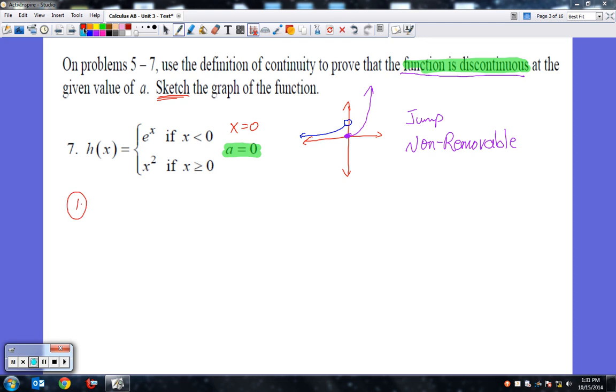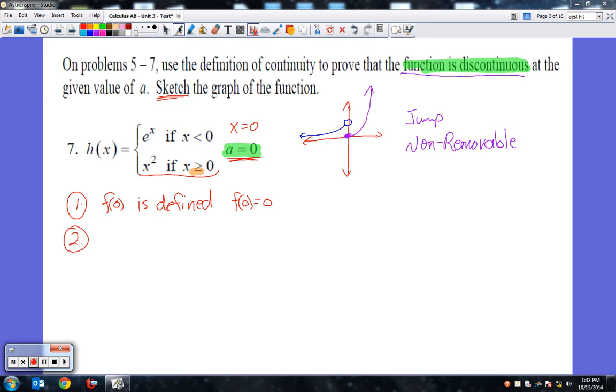Step 1, is f of c defined? Our c or x value that we're looking at is 0. Is f of 0 defined? f of 0 is defined. Using this piecewise function where it is equal to 0, as shown here, we're going to say that f of 0 is equal to 0 squared, which means f of 0 is equal to 0.